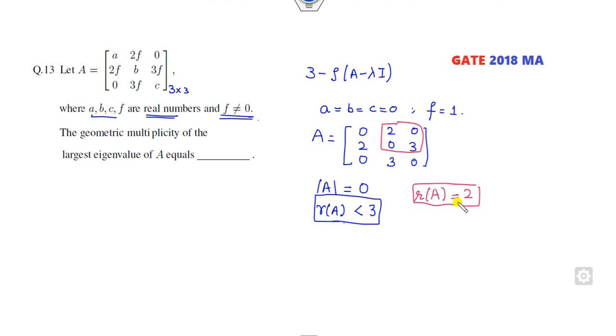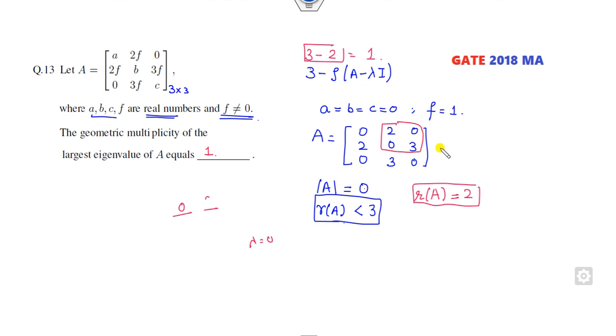Once the determinant is 0, how can you find the other eigenvalues? That is not needed, because one of the eigenvalues is 0. So 3 minus rank of A, which is 2, the difference is 1. So the geometric multiplicity of the largest eigenvalue is 1, which is the simple answer of this problem.